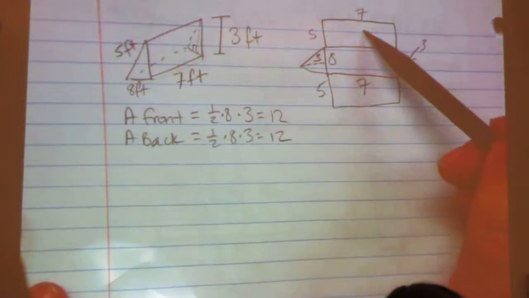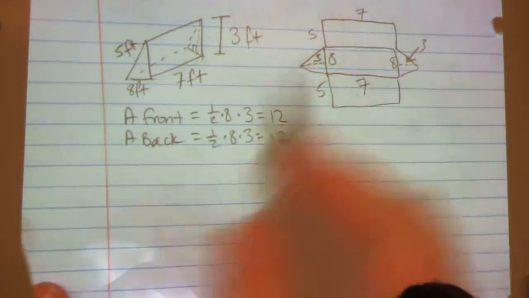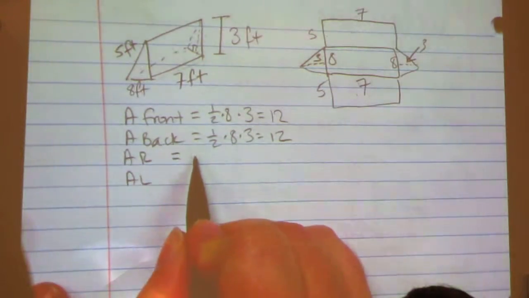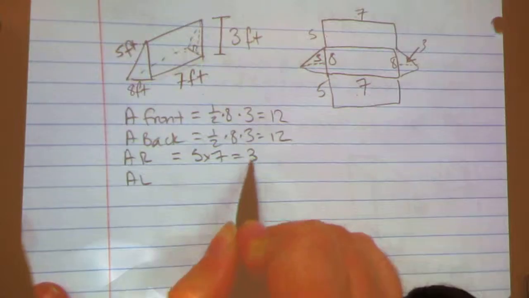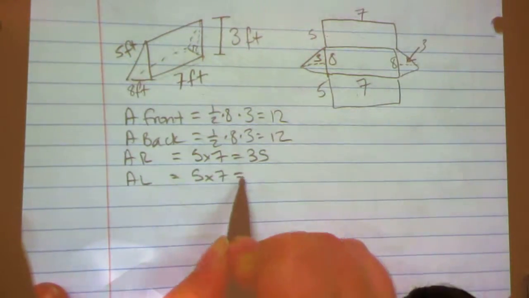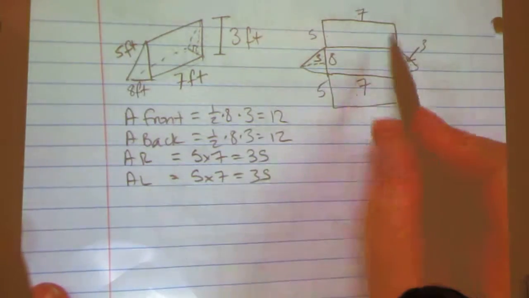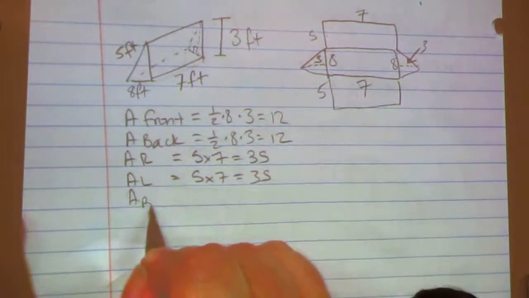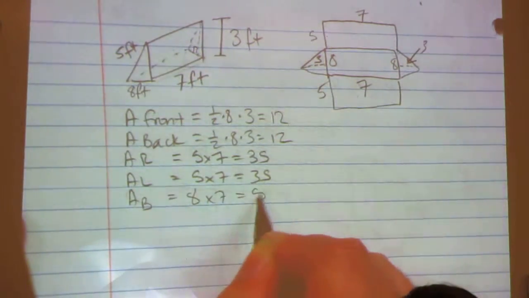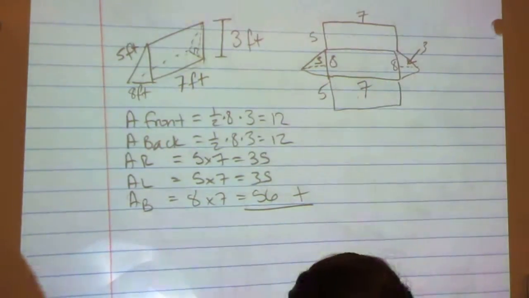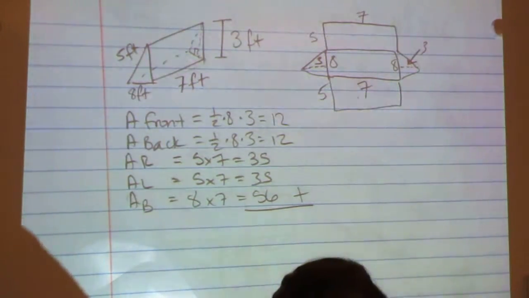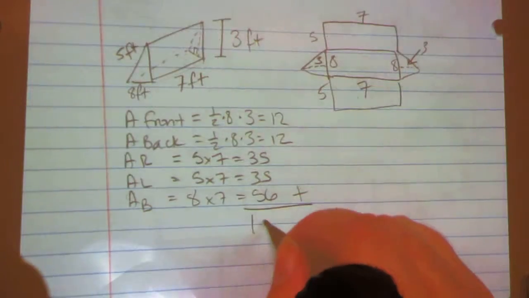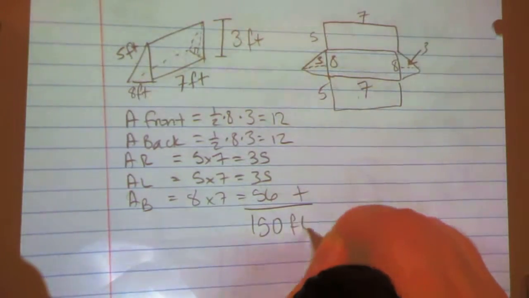Then I do my rectangles. I have 2 that are 7 by 5, so the area, I'm going to call this the right and the left, is a rectangle 5 by 7, which is 35, and 5 by 7, which is 35, and then I just have my bottom panel here, which is 8 by 7. So the area of the bottom is 8 by 7, which is 56. I'm still doing surface area, so I'm going to add it all together. And my surface area is 150 square feet.